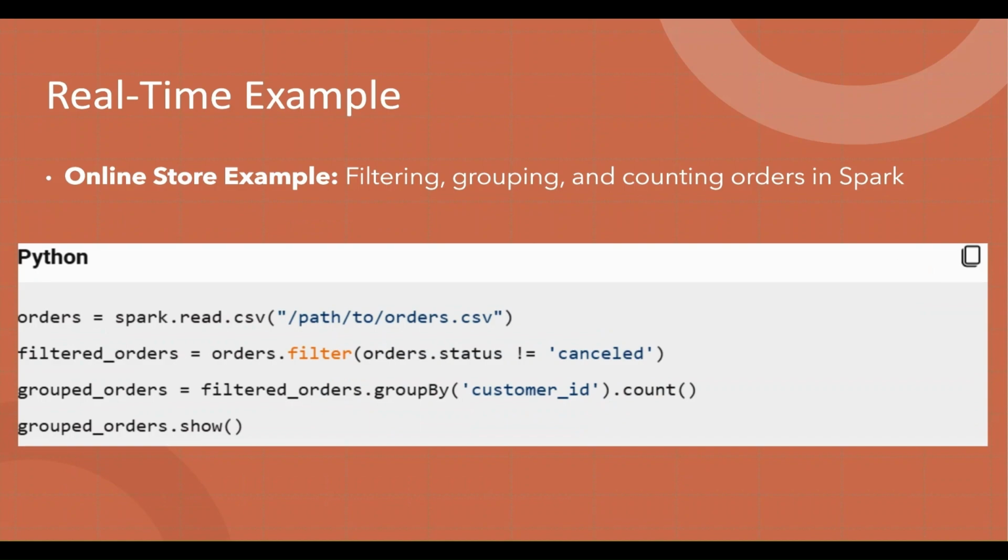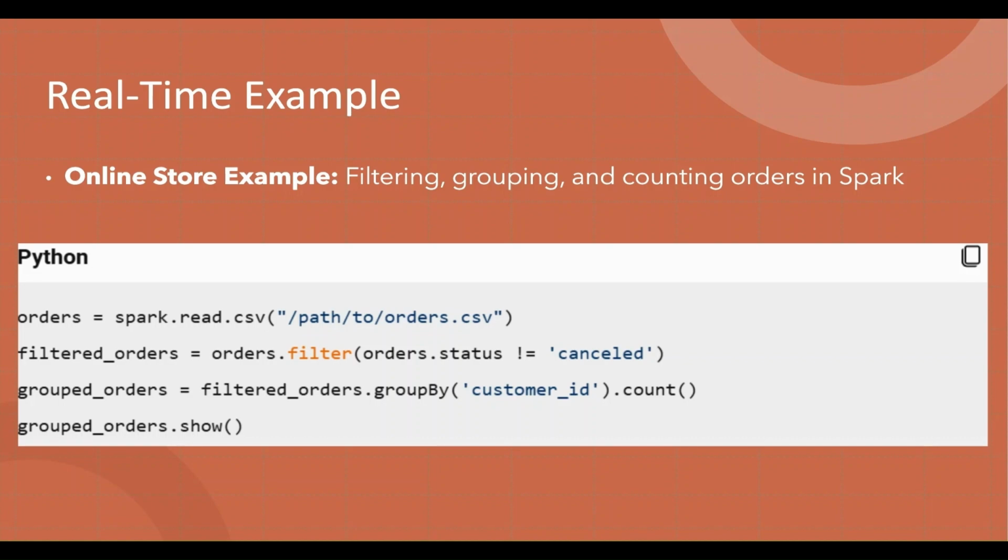So what we are doing here is filtering out the cancelled orders, and apart from the cancelled orders, whatever orders we have, we group by customer and show how many orders we have. That's what we are trying to show you here.